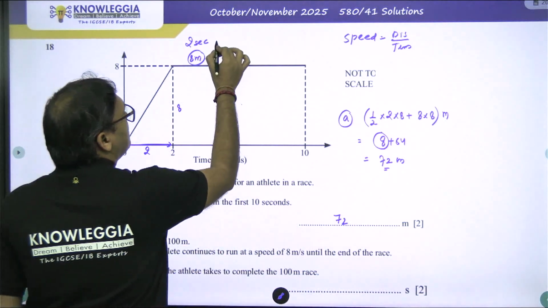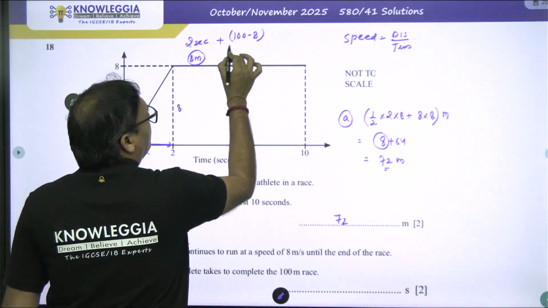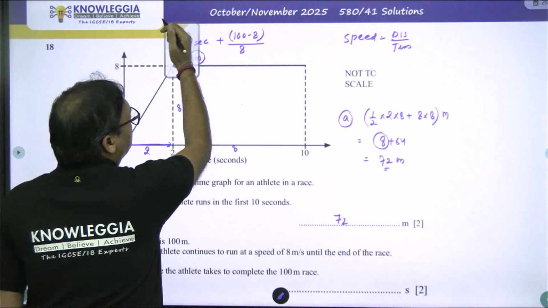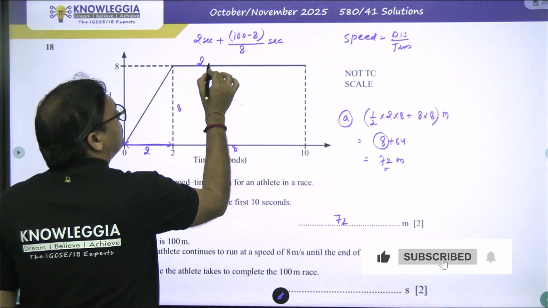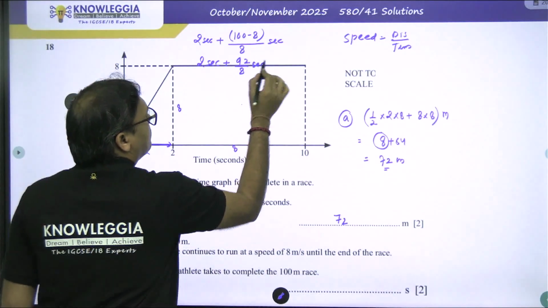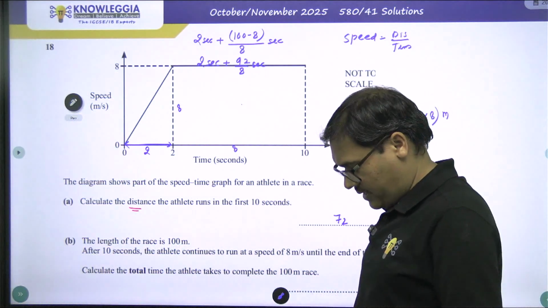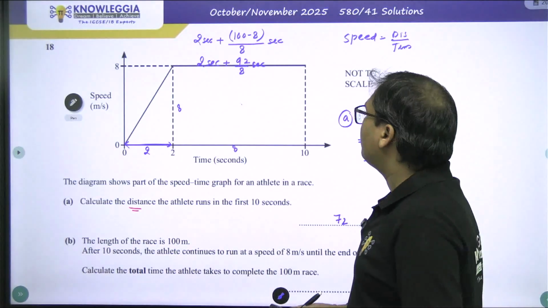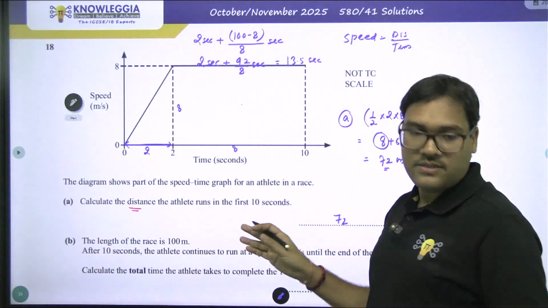So what is the distance? Distance is 100 minus the already covered 8. And what is the speed? The speed is 8. I hope this is clear. So this is 2 seconds plus this many seconds. So 2 seconds plus (100 minus 8) that is 92 by 8 seconds. 92 divided by 8 is 11.5, plus 2 seconds, 13.5 seconds. That is the answer for this question.